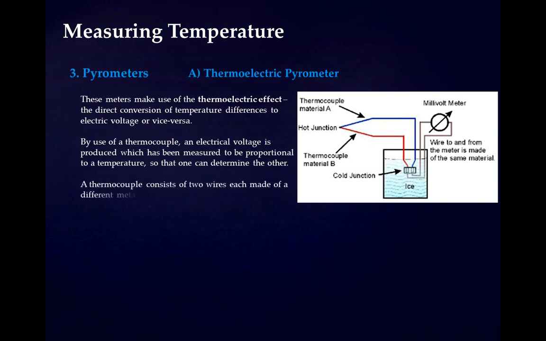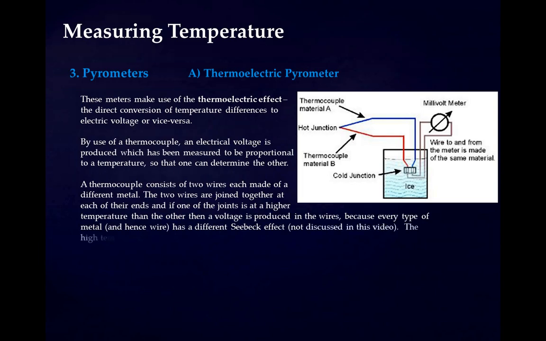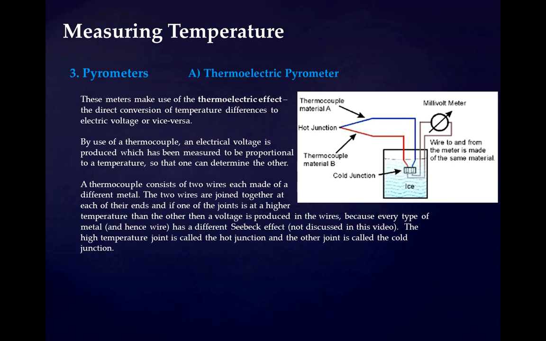A thermocouple consists of two wires, each made of a different metal. The two wires are joined together at each of their ends, and if one of the joints is at a higher temperature than the other, a voltage is produced in the wires. Because every type of metal, and hence wire, has a different Seebeck effect, not discussed in this video. The high temperature joint is called the hot junction.